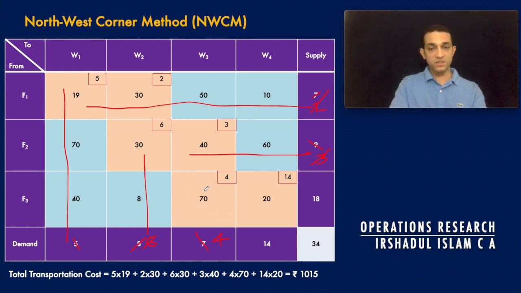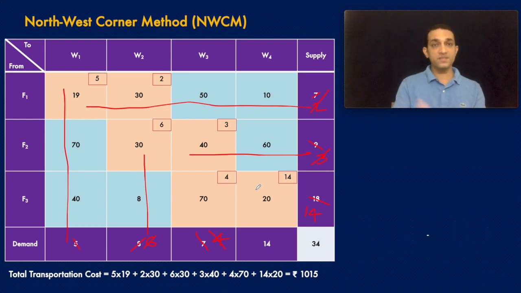The northwest corner is this cell. So allocate this 4 here, and it will be completed, and the remaining 14 will be there. That 14 we will allocate in the last cell. So the allocation is over. Now you just count how many allocations we have done. 1, 2, 3, 4, 5 and 6 cells we have allocated. We call these occupied cells.